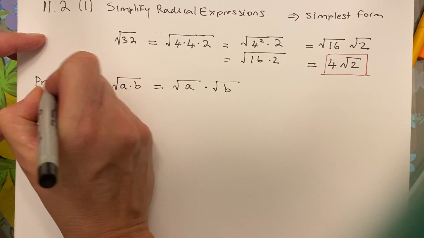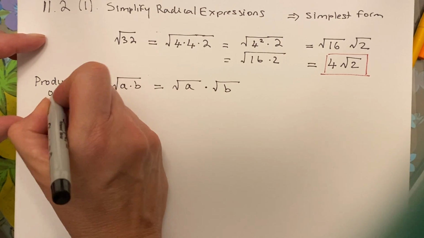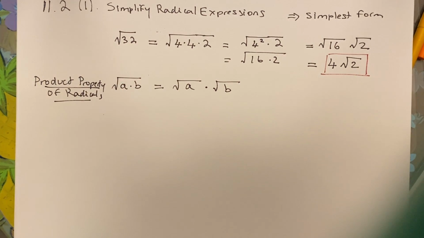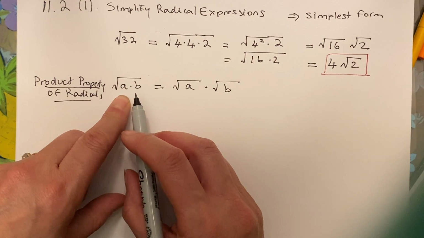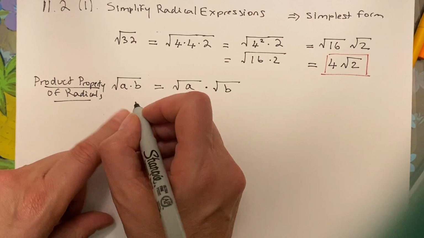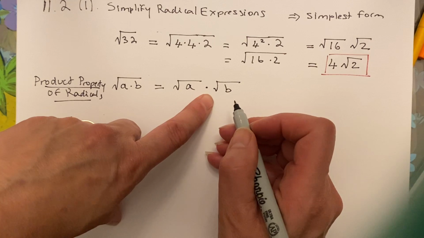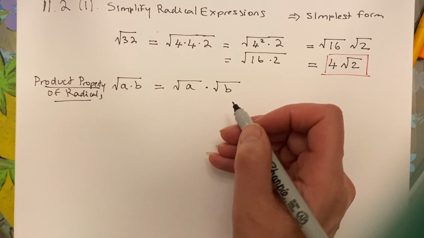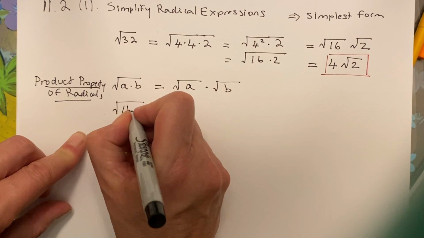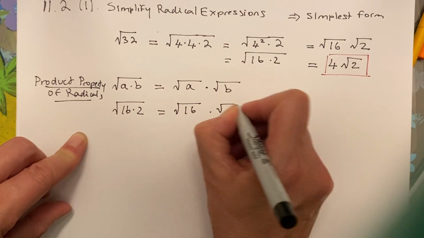The product property of radicals. And this says that the square root of a product equals the product of the square roots of the factors. So the square root of the product equals the product of the square roots of the factors. And that's just exactly what we said. So if I have the square root of, as I had here, 16 times 2, it means I can separate this into the square root of 16 times the square root of 2.